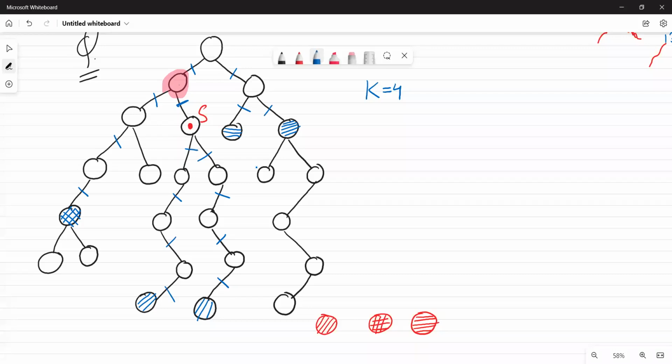Once you figured it out, now you will go one step more up. This thing you are going to do until your distance from the source node, the way you are moving up, is equal to k, because going beyond that doesn't make any sense. Are you guys able to follow it?